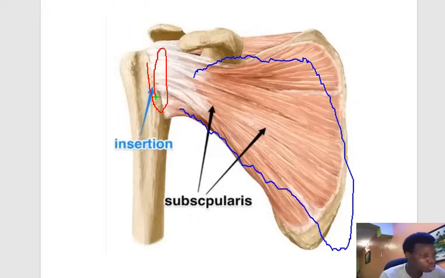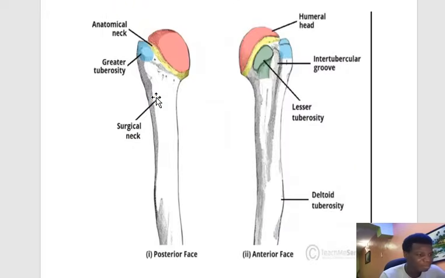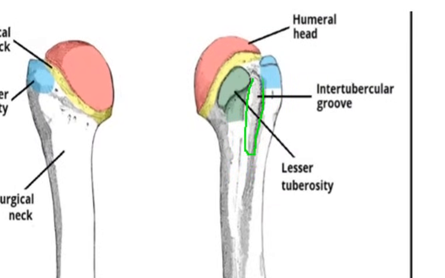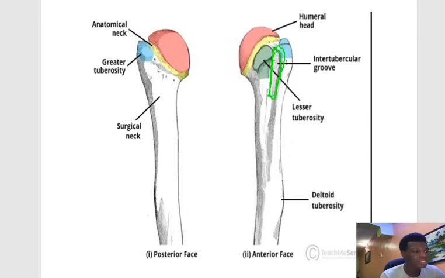Okay, I also want to draw your attention to a very important groove between the two tubercles. That groove is called the intertubercular groove. Are you seeing where I'm circling? Intertubercle, between the tubercles. It's otherwise called the intertubercular sulcus too, and it is closely associated with the long head of the bicep. The long head of the bicep passes within this intertubercular groove.